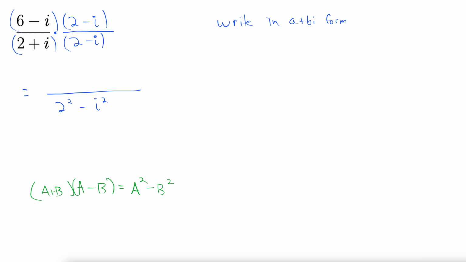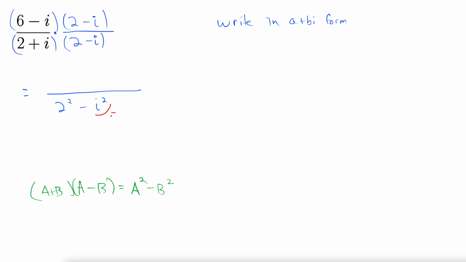Alright, and that's the cool thing, because we have now gotten rid of our i's in the denominator. Because remember, i squared is -1. So that's what we set out to do. We want it to be in this form for the answer, a plus bi, but there are no i's in the denominator for that form.